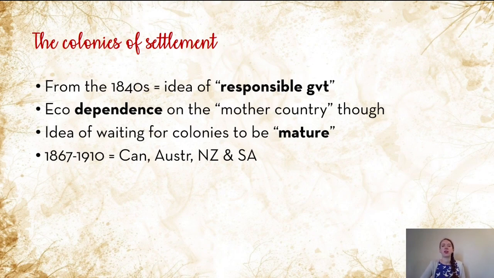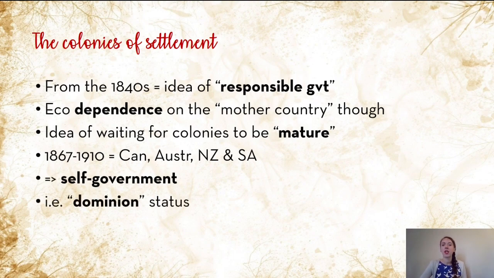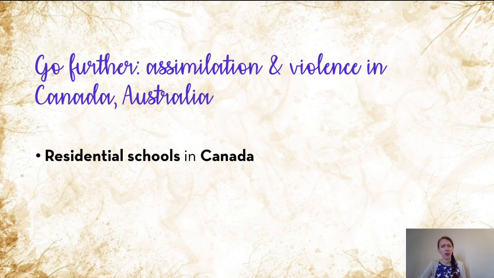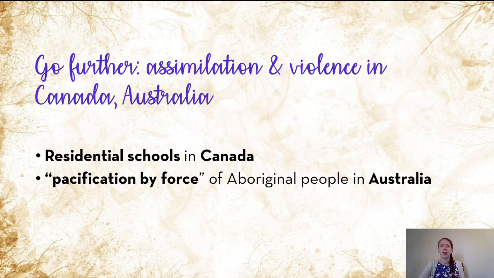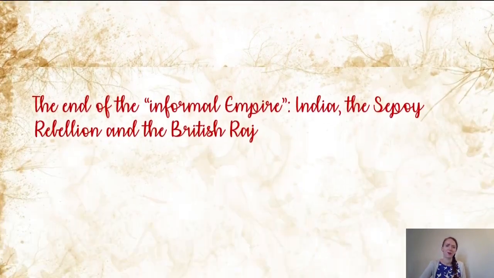Between 1867 and 1910, Canada, Australia, New Zealand and South Africa broke away to various degrees, acquiring self-government, dominion status in Canada or Australia, that is to say more autonomy and self-government. If you want to go further, because these are questions that are of interest to you, I invite you to look up the question of residential schools in Canada, or the so-called pacification by force of Aboriginal people in Australia.